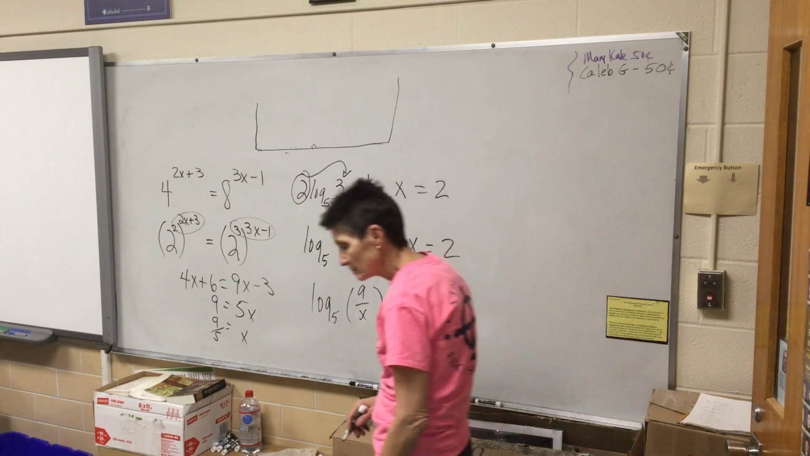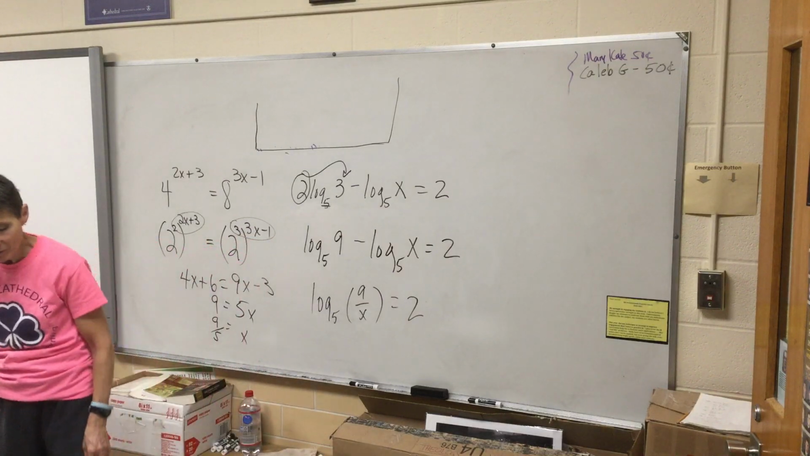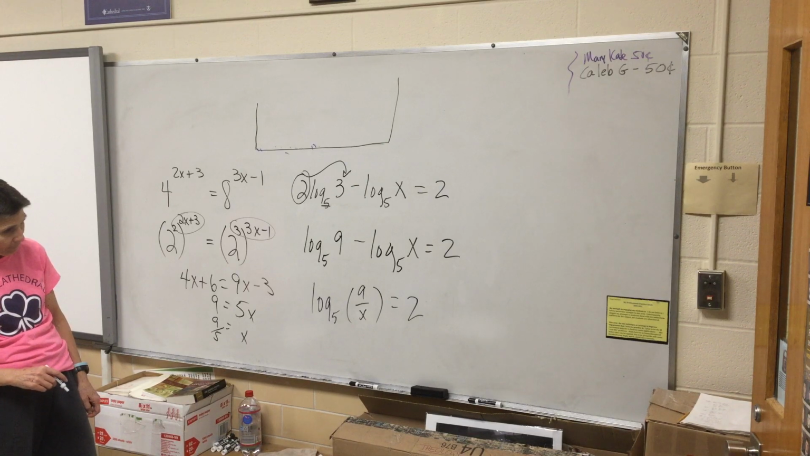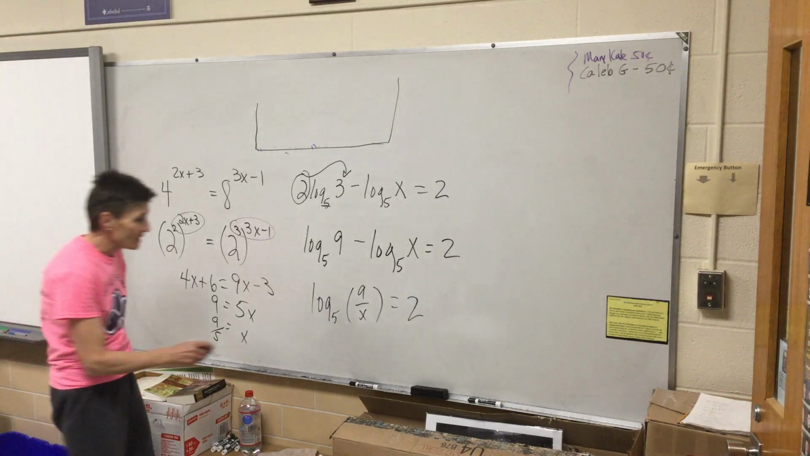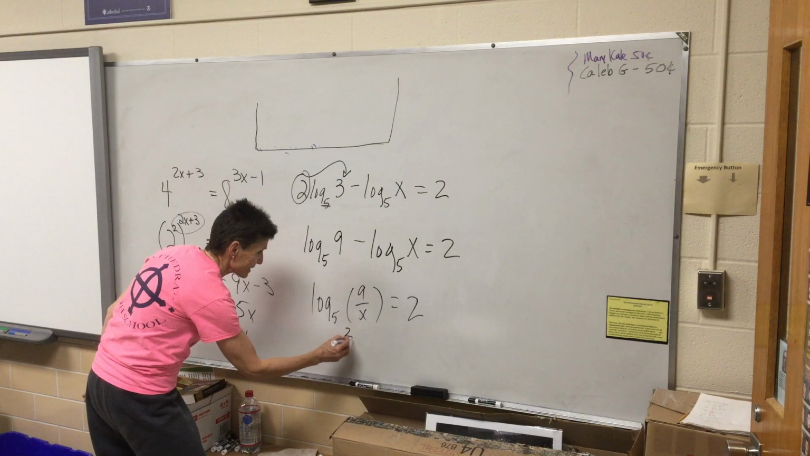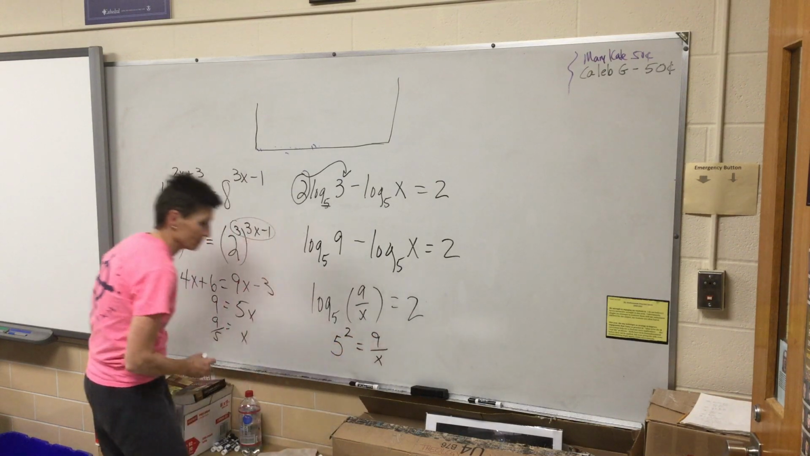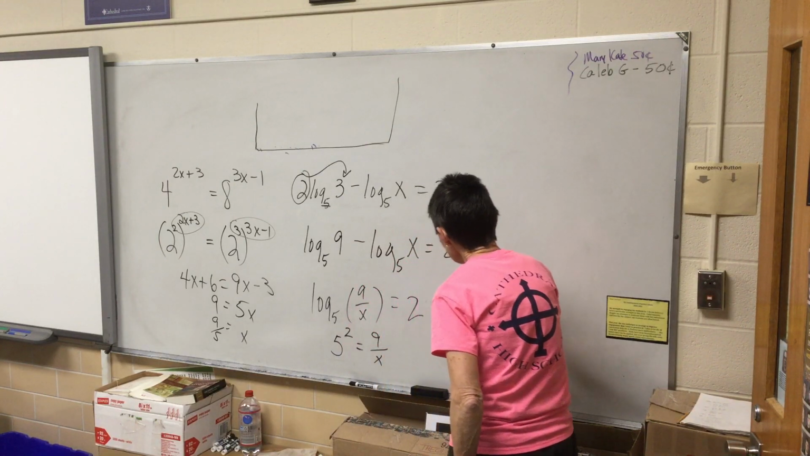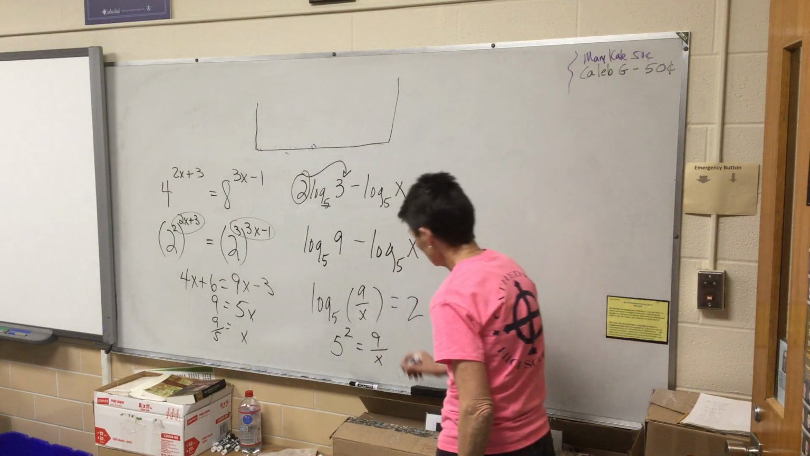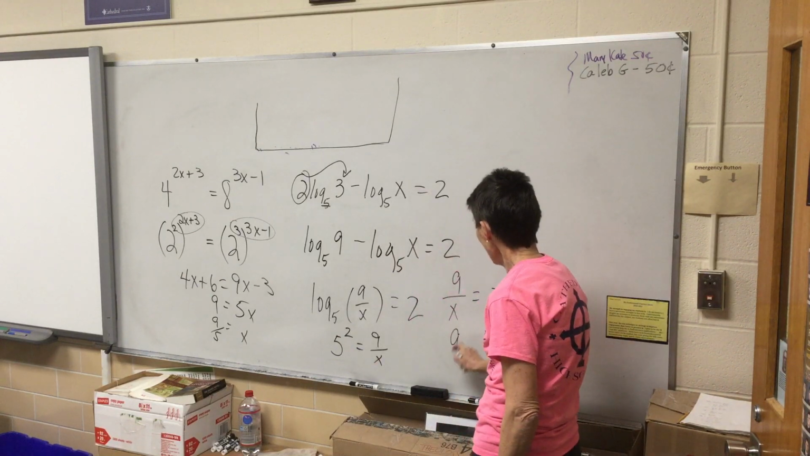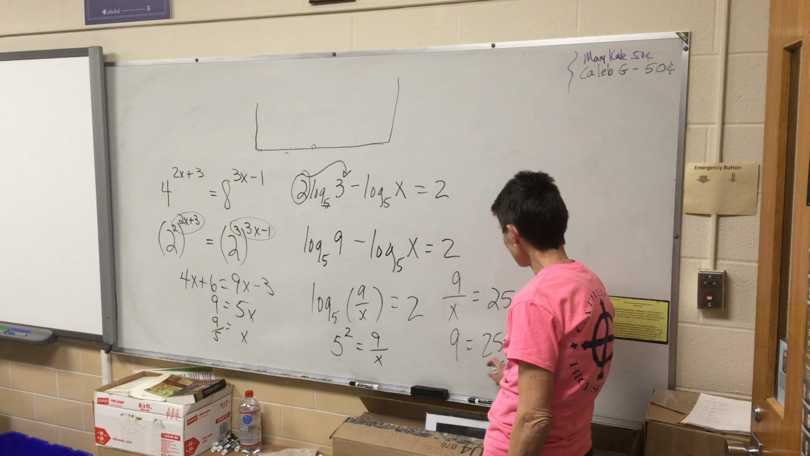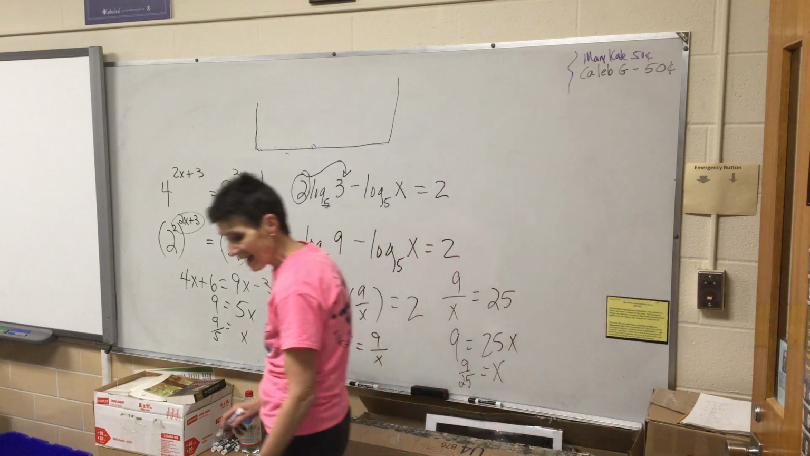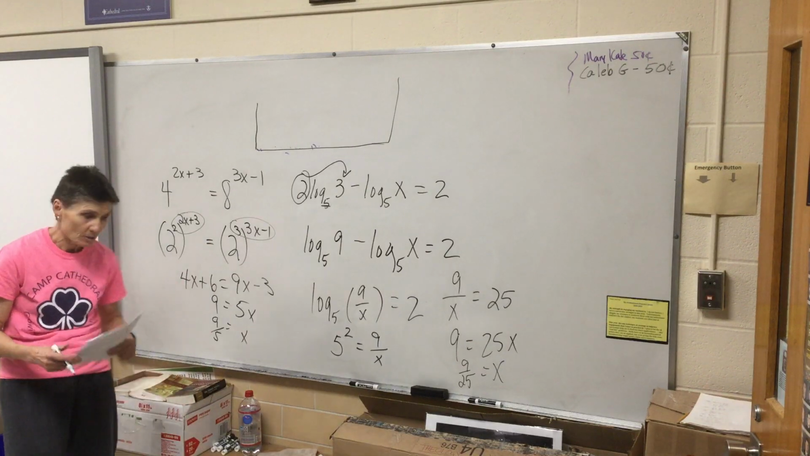Now what? We're not done. We said we have to figure out what x is. What do I do now? The loop-de-loop thing. So 5 to the second equals 9 over x. So 9 over x equals 25. 9 equals 25x, and x equals 9/25. So the answer to that one is 9/25.